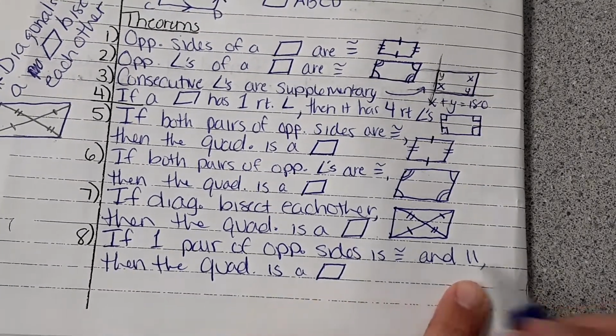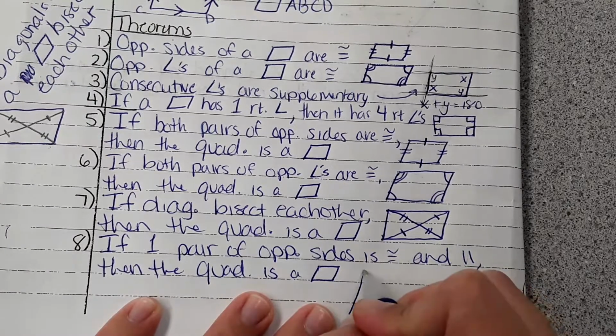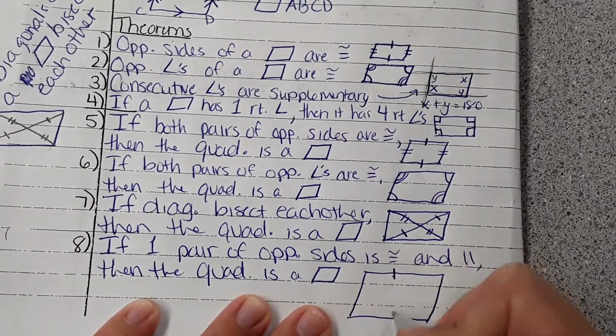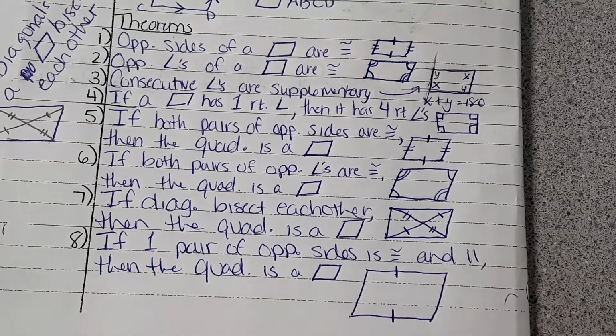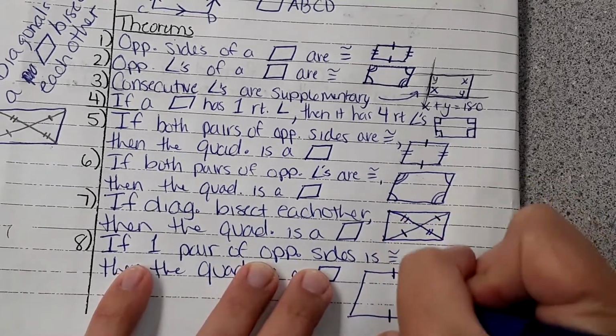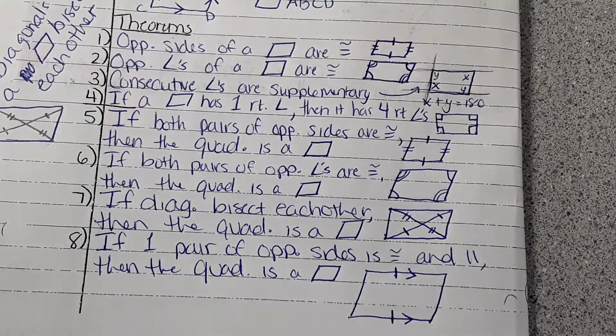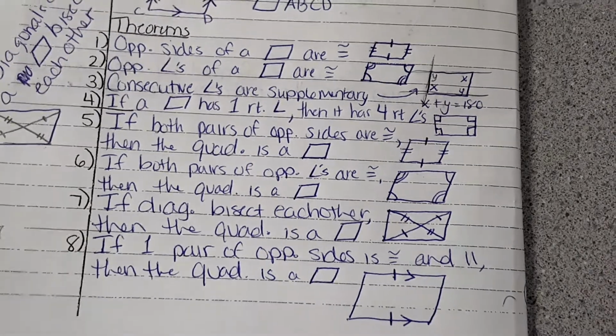Remember, that symbol right there means parallel. And what that looks like is if you have one set of opposite sides that are congruent, meaning they're the same length, and those sides are also parallel, then you can prove it's a parallelogram. And then once you're done copying that down, we're going to transition over to the workbook for 6-3.